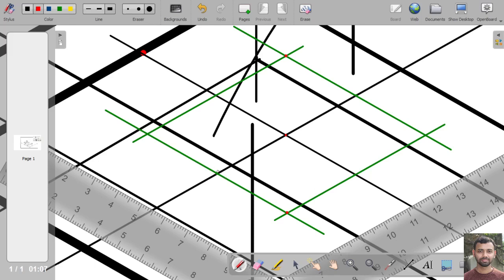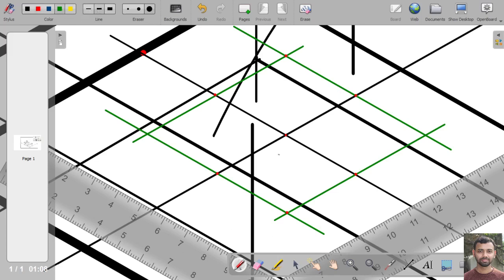The midpoint is this one, and here it is this one. Okay, similarly for this point, this is one adjacent line, this is another adjacent line. The midpoint of this line is this one, and the midpoint of this line is this one.